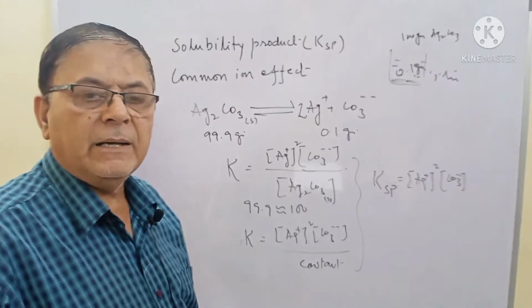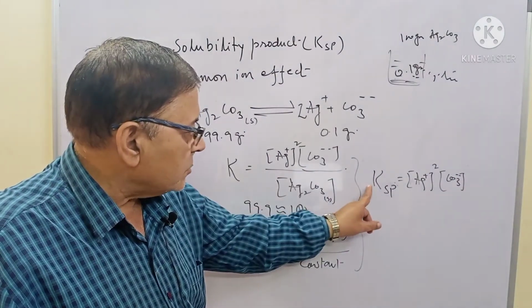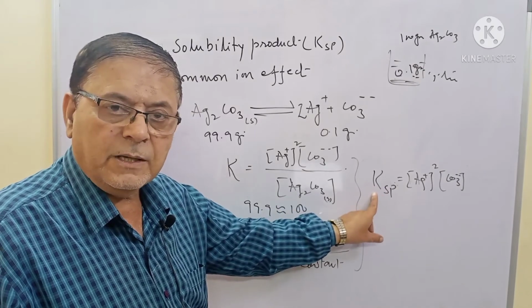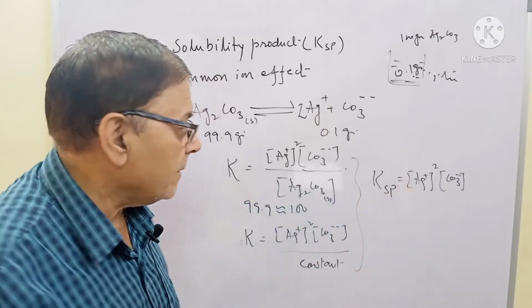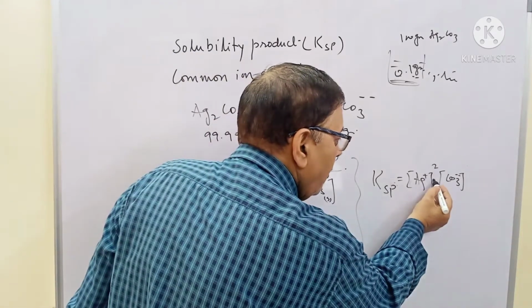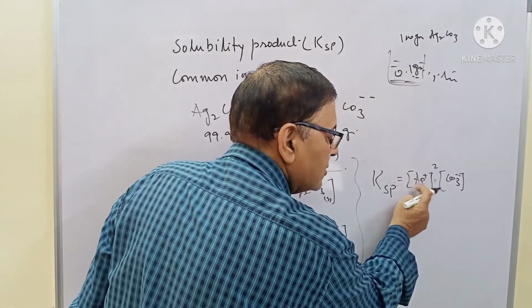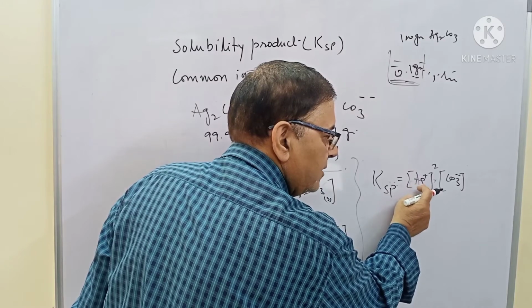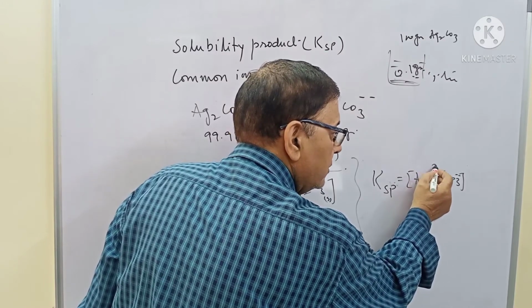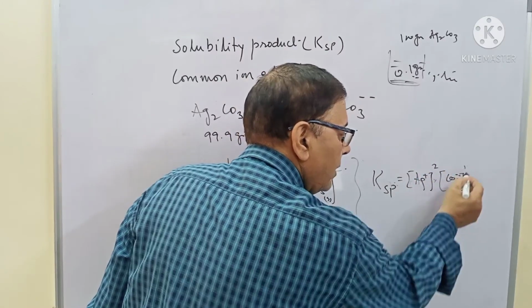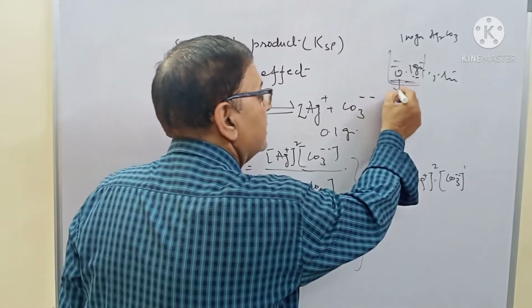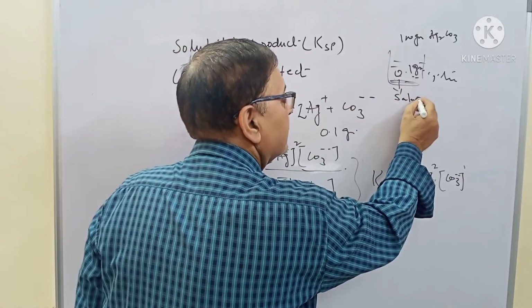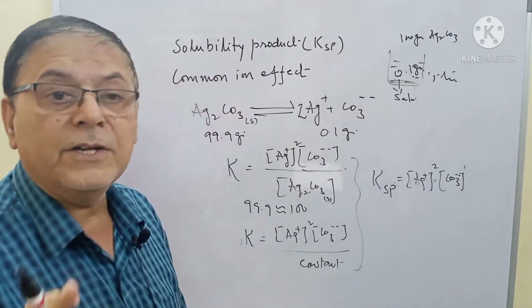So let us define now. Solubility product, Ksp, is a constant. It is defined as the product of concentration of ions raised to the respective power in a saturated solution at a given temperature.